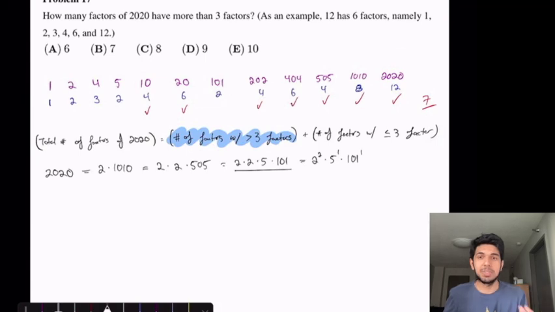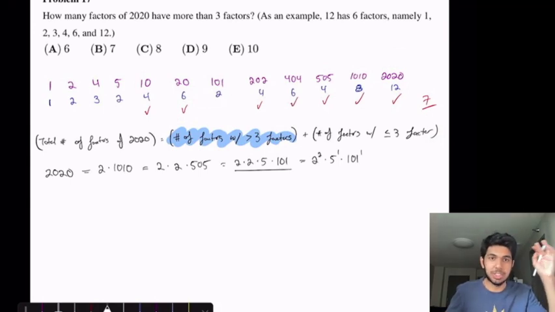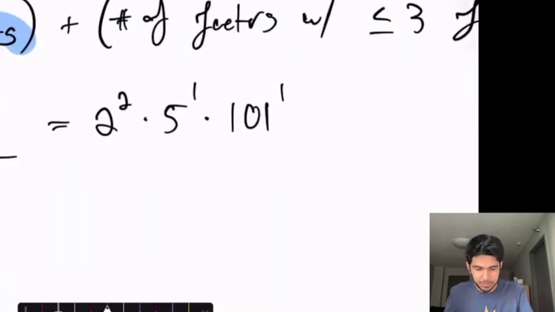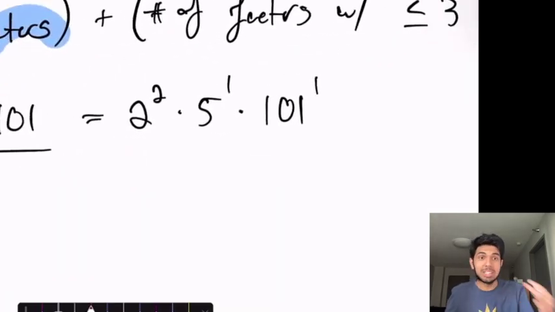So the way we compute the total number of factors of 2020 is we're going to increment each power by 1 and multiply together all of the new powers. So let's zoom in here and see what I'm talking about. So we have 2 squared. The power is 2.